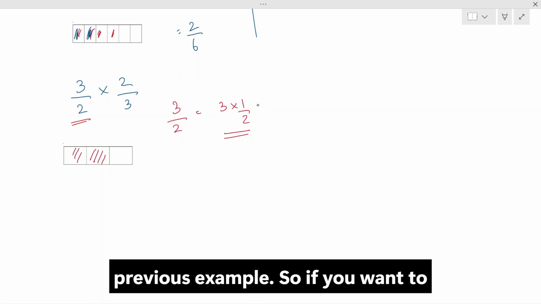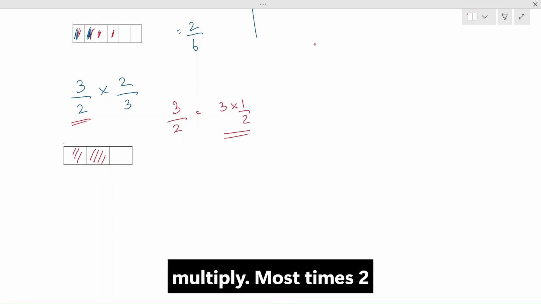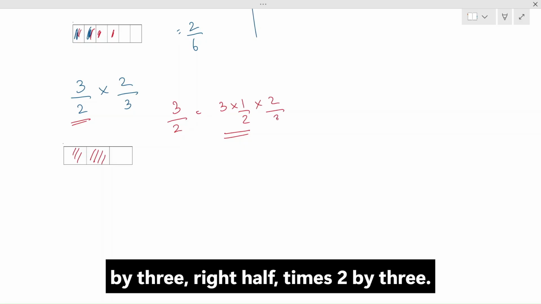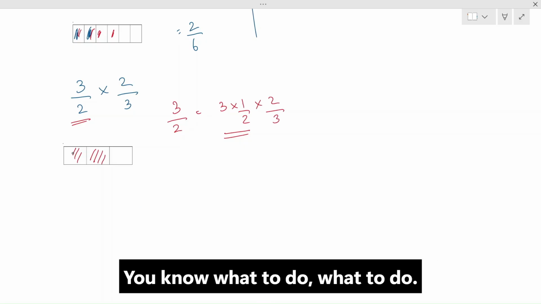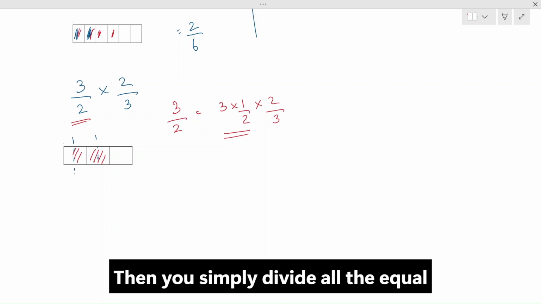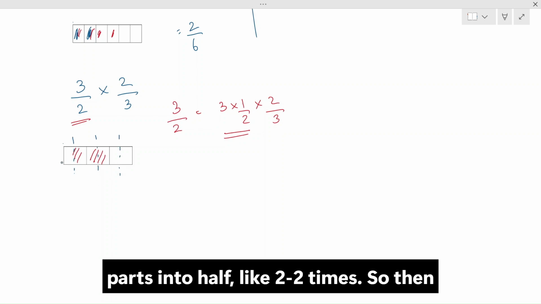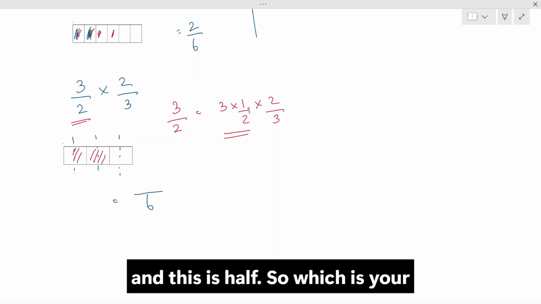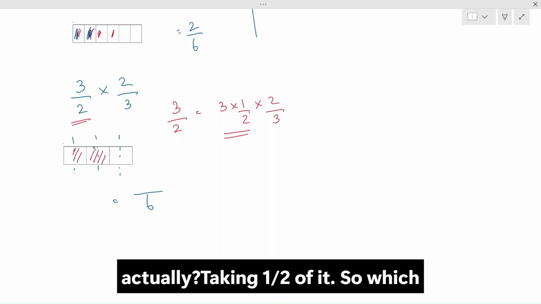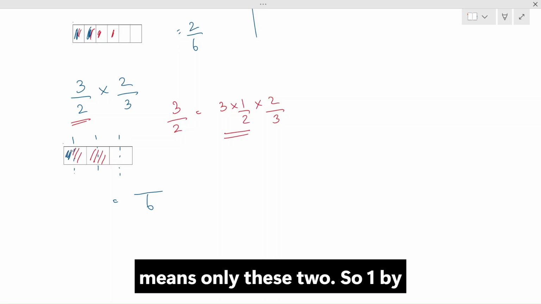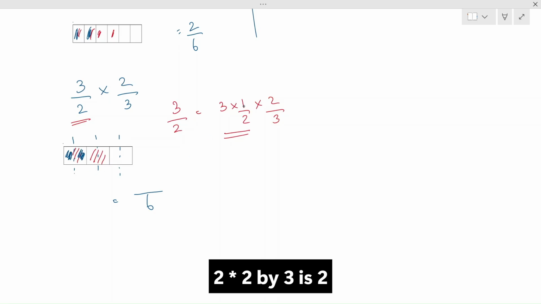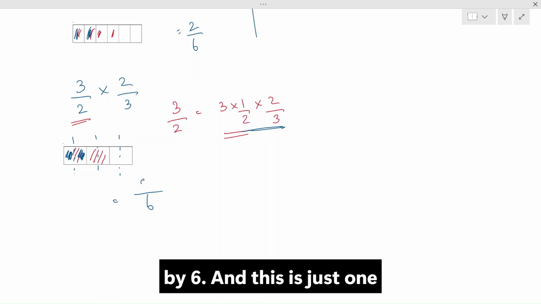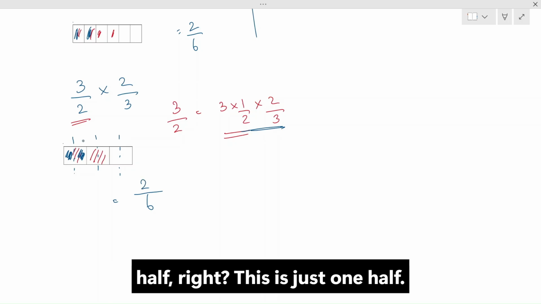And now you already know from the previous example. If you want to multiply a half times 2 by 3, you know what to do. You simply divide all the equal parts into half, like 2 times. So then the denominator will become 6 equal parts. And this is half, so you are actually taking one half of it, which means only these two. So 1 by 2 times 2 by 3 is 2 by 6. And this is just one half, right?